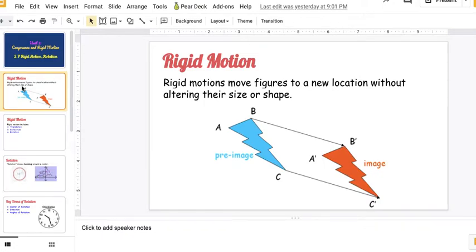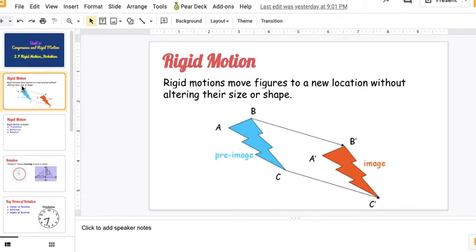As we mentioned, rigid motion is a kind of transformation that moves the location of the pre-image, but no matter what kind of rigid motion, the pre-image will keep the same size and shape. That's why we always say rigid motion will produce congruent pictures.